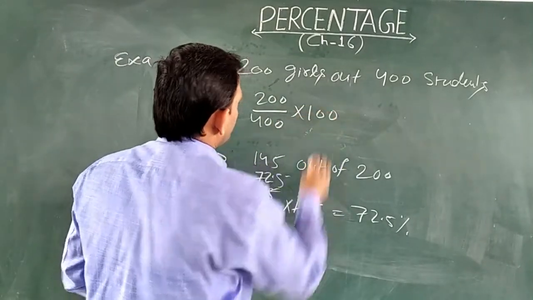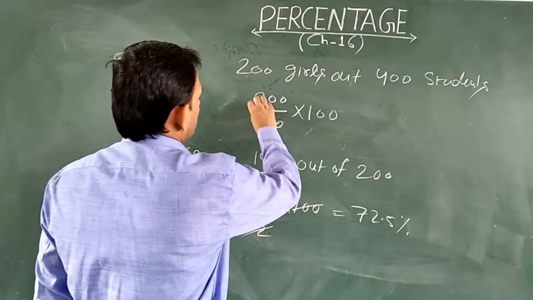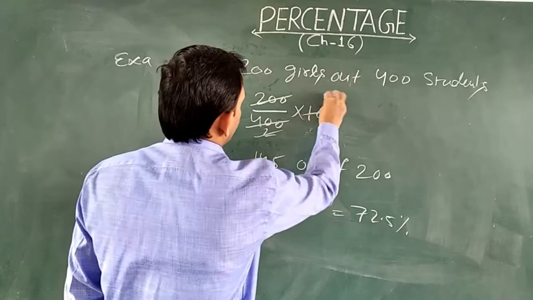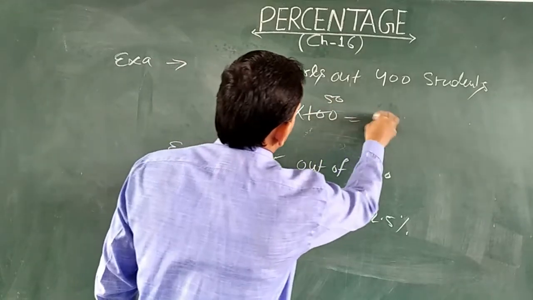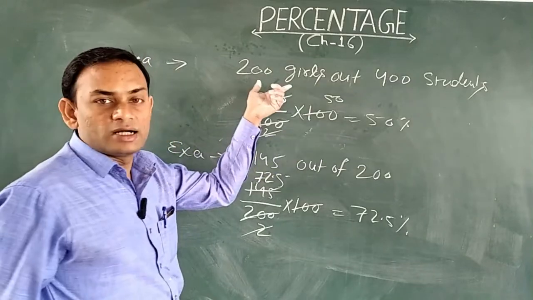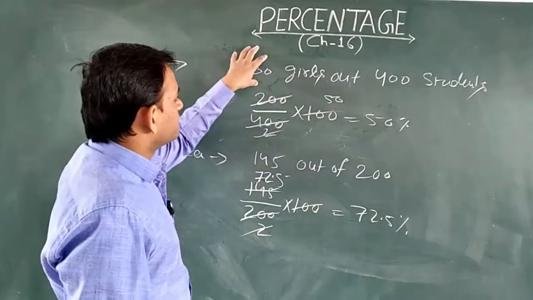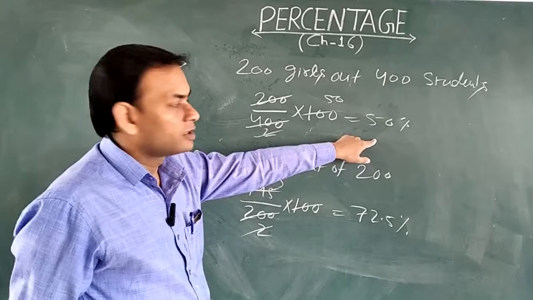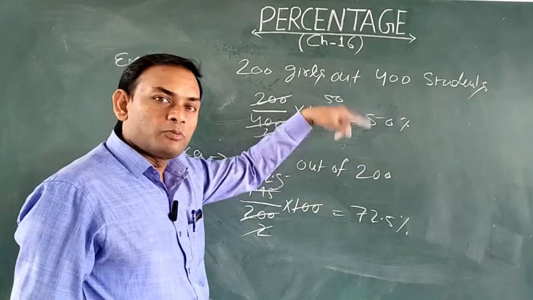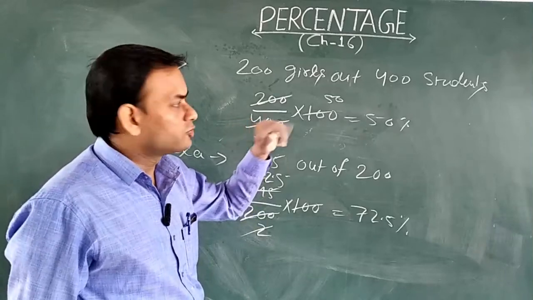We will multiply it by 100. Okay. 200 2s are 400 and 2 50s are 100. So it means in that class 50% girls are there. We have converted this value into percentage. 50% girls are there, so 50% boys will be there. Okay. 200 boys will be there.